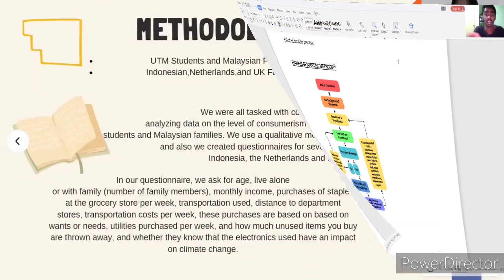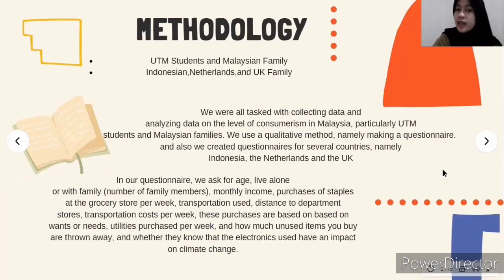Methodology. The first one is the Malaysian family, and the second one Indonesian, Netherlands, and UK family. We were all tasked with collecting data and analyzing data on the level of consumerism in Malaysia, particularly UTM students and Malaysian families. We used a qualitative method, namely making a questionnaire, and we also created questionnaires for several countries, namely Indonesia, the Netherlands, and the UK.